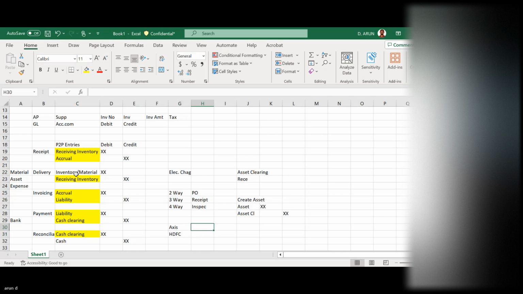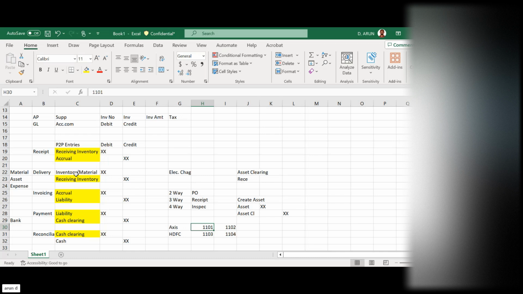So now for Axis, let's say I call this the clearing account and this the cash account. When it comes to HDFC, I call this my clearing account and this my cash account. So now you will have different cash accounts, one for Axis Bank and the other one for HDFC.